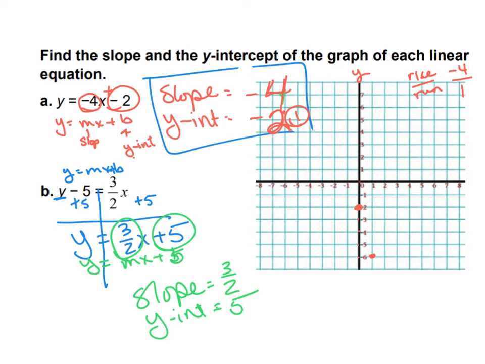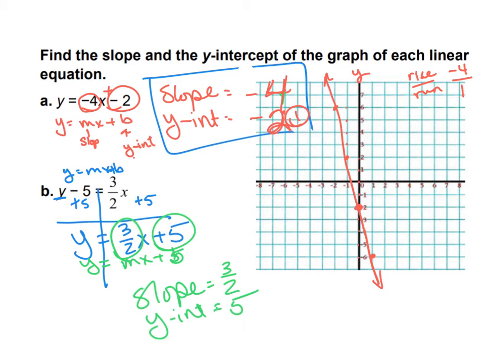If we want to go the other direction, we go the opposite way. We go up 4, 2, 3, 4, to the left 1, up 4, to the left 1. And there we have our line all the way through. Again, if I could draw a straight line.